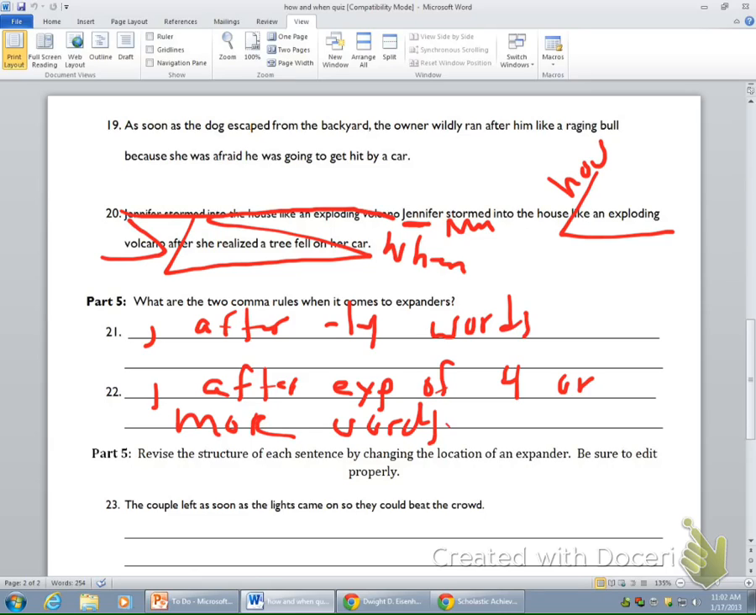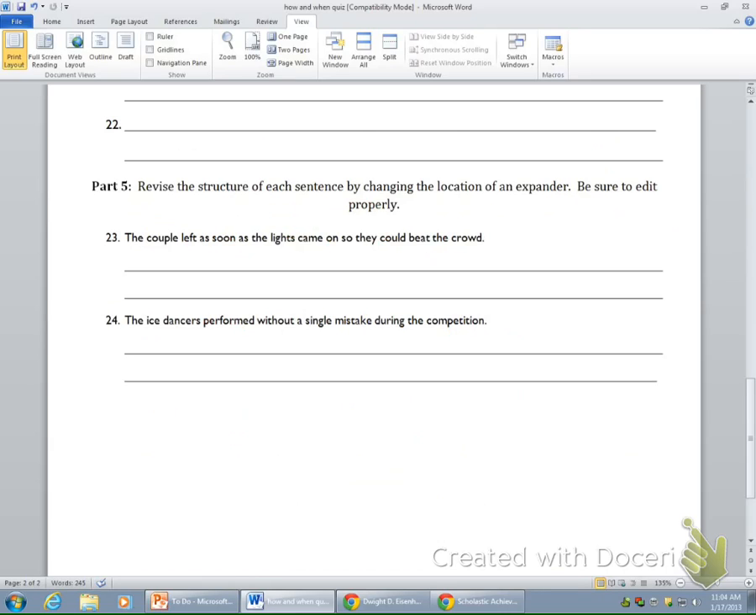Okay, so in part 5, you had to revise. But here's the deal. Remember I said you have to make sure the sentence makes sense. You could revise something and read it and think, all right, this doesn't even sound right. So when I look at this, the couple left as soon as the lights came on so they could beat the crowd. One way to revise this is as soon as the lights came on.